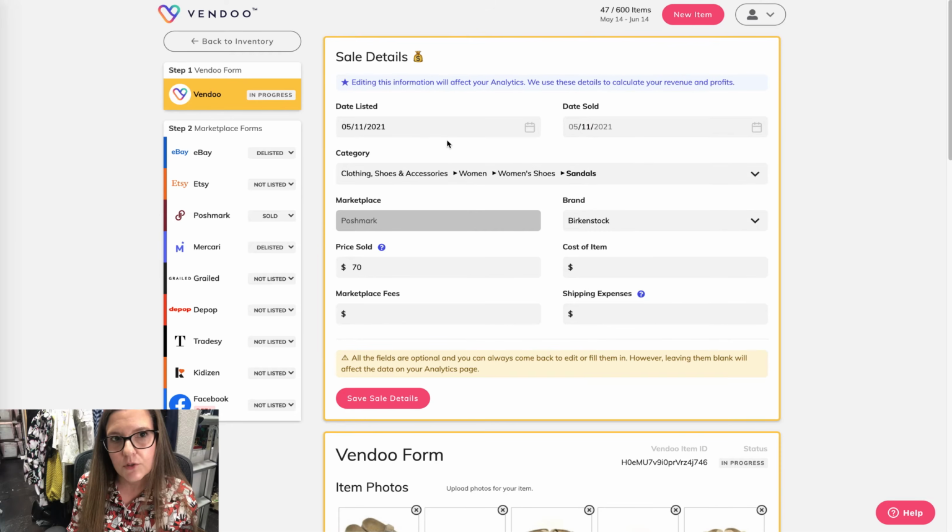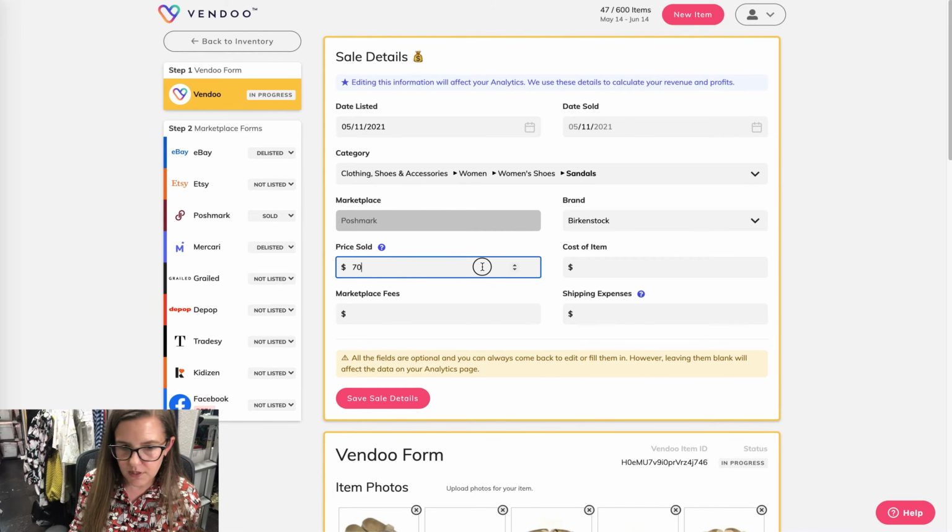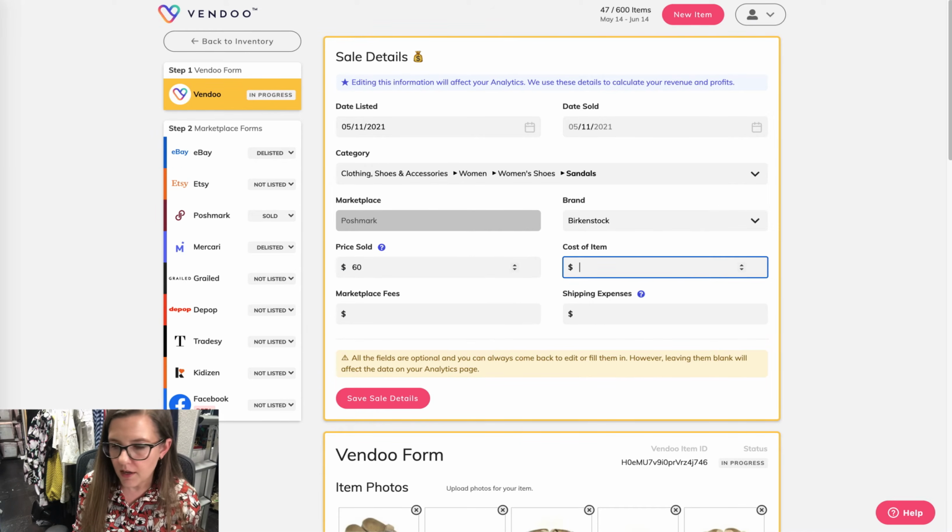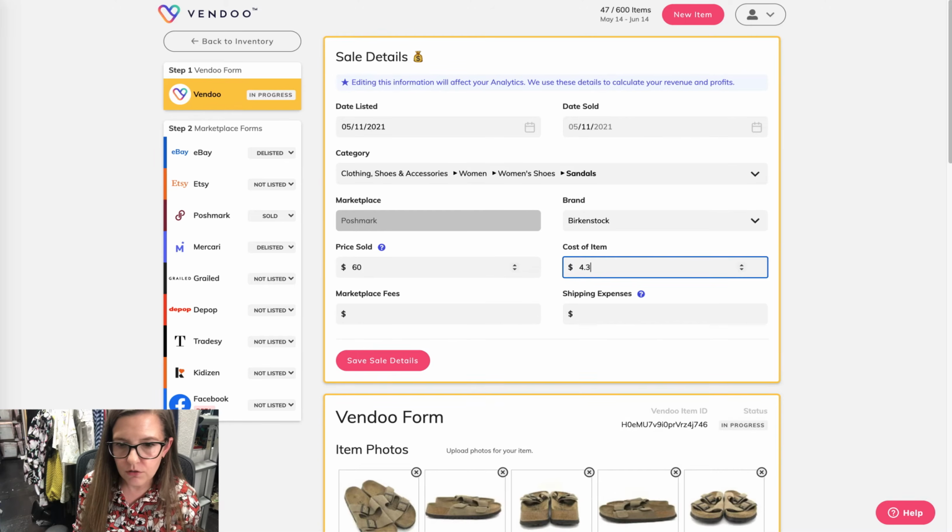I had to go back and change the date listed. It won't let you sell something before you listed it. I must have brought this in after the fact, meaning that's how quickly they sold. So they sold for $60, and they cost us $43.2.